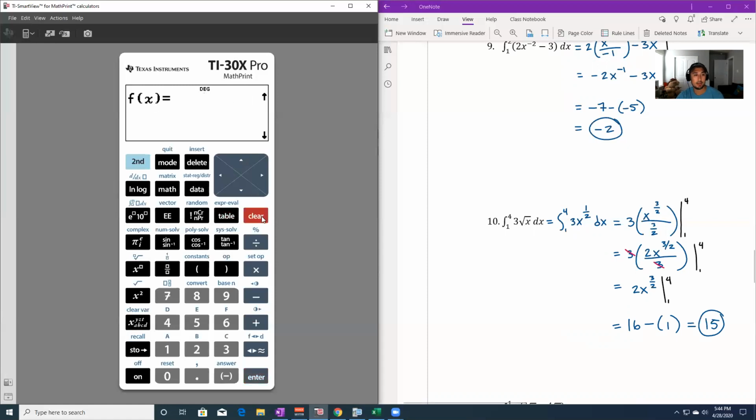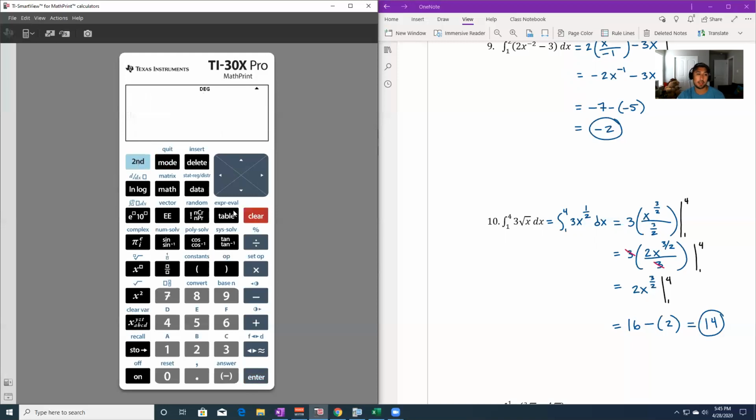I could be wrong. Let's see. Table, add, clear, 2x to the 3 halves, or 1.5. Oh, not 1. Should be 2. Ah, no! 2. There you go. All right. Type in 4. 16. Type in 1. You get 2. Look at that.